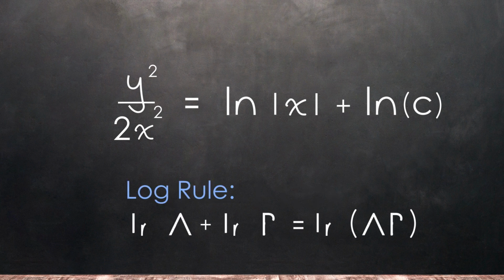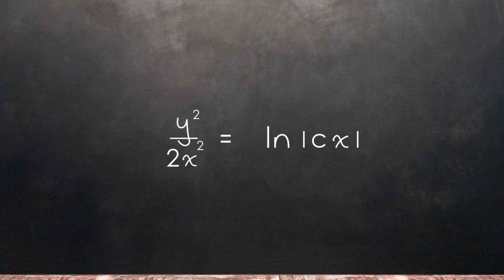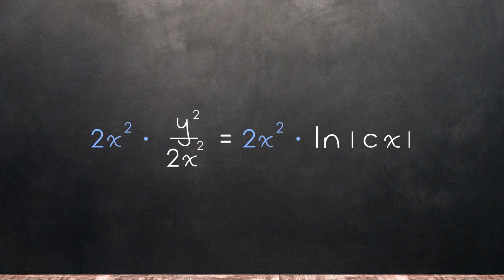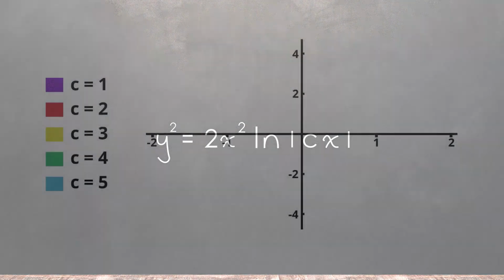Now we can use logarithm rules to combine the two terms on the right-hand side. We will multiply by 2x to the power of 2 on both sides so everything is isolated for y. And we have our solution. Now we can plot a few solution curves.